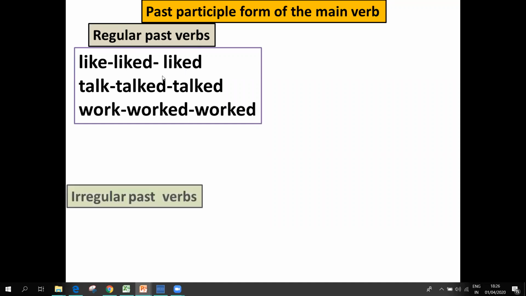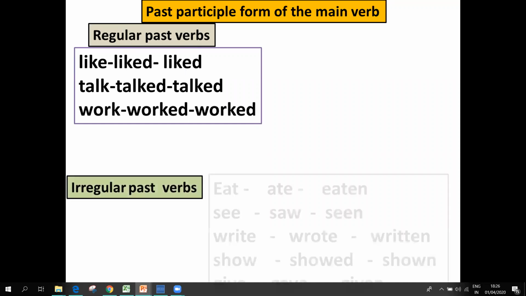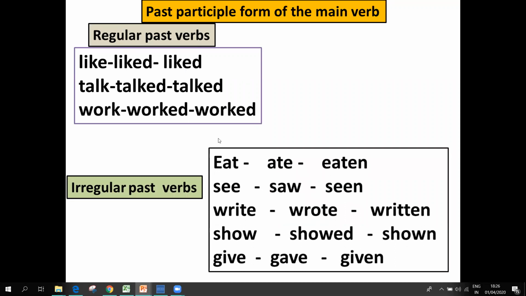Okay. What about irregular past verbs? Irregular past verbs, like eat, for example, the past tense is different. Irregular past verbs don't take -ed. So eat, ate, and look at the past participle form, eaten. It's different. It's not the same as the past form. So you can study these examples.